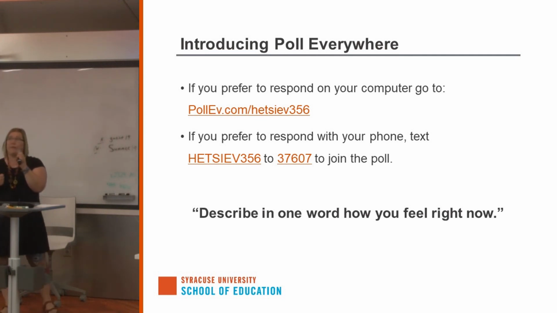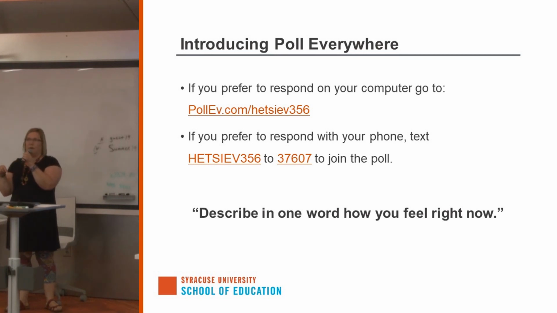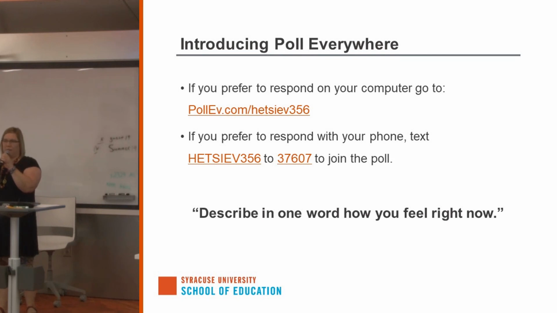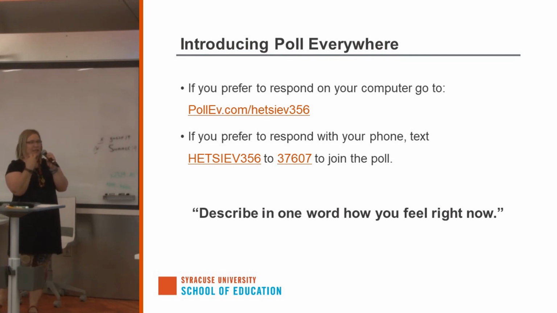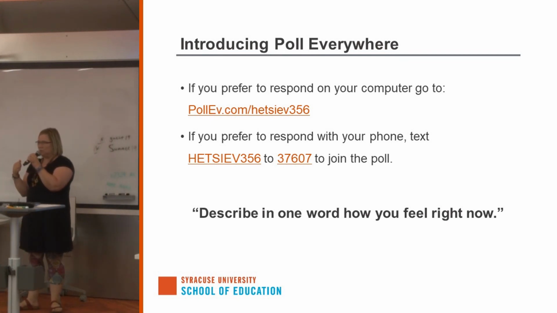If you want to do it by phone, and that's because most of our students have phones, right? In the classroom, most students have phones. So then you text HETSIEV356, text that to 37607. You have to send the text, right? And then in the texting, you'll get a message back that says you are registered for the poll. All right.